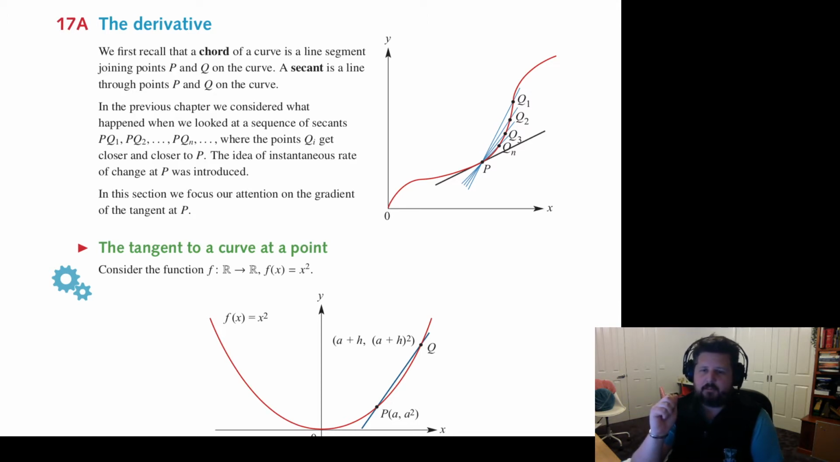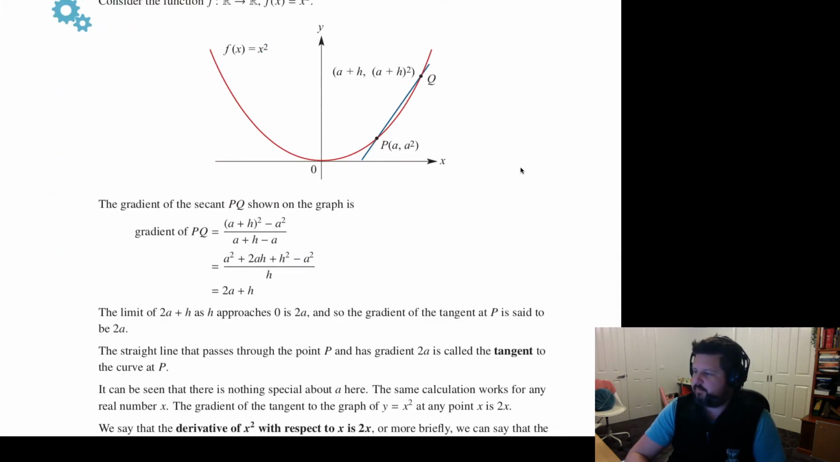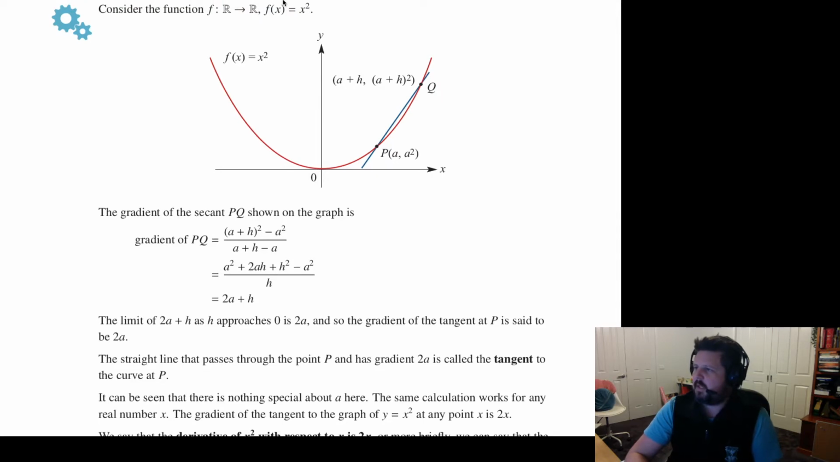So, building upon that, let's consider the tangent to a curve at a particular point. Again, if you've got the function f of x equals x squared, so quadratic here, you can see here if you had a particular point, point A, to find its corresponding y coordinate, it's going to be a squared.